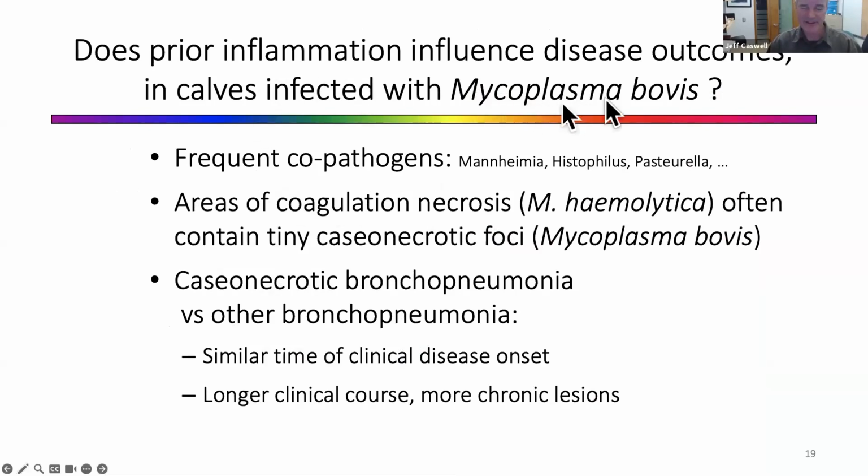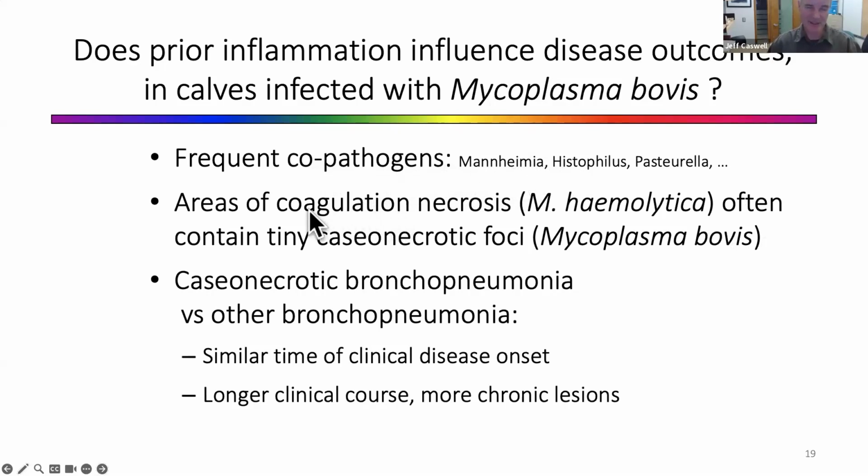So this is a focus of our current research: how Mycoplasma bovis pneumonia develops. Therefore we ask the question, does prior inflammation, when calves are still healthy, influence the later disease outcome in cattle infected with Mycoplasma bovis? For probably 15 years, I've suspected that that is the case. It seems that we never see pure Mycoplasma bovis infection in animals with pneumonia. Always there are other bacteria present that logically could be inducing inflammation. So it's never a sole cause of disease, and we always see these other BRD pathogens present.